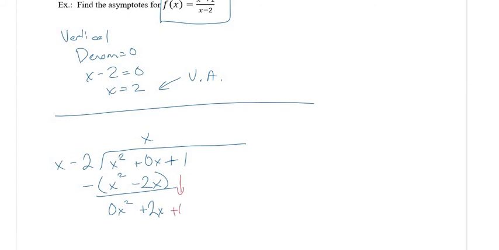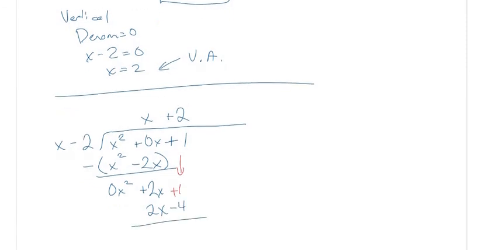And we repeat. So this time we have to get rid of the positive 2x. So we have to figure out what we have to multiply our x minus 2 by to get a 2x in there. And the answer is we have to multiply it by 2. So 2 times x is going to be 2x. 2 times negative 2 is going to be negative 4. That's going to be negative 5. Oh wait, that's going to be positive 5 because we're subtracting. So from this, we get that this is going to be x plus 2. Then we have that remainder 5.